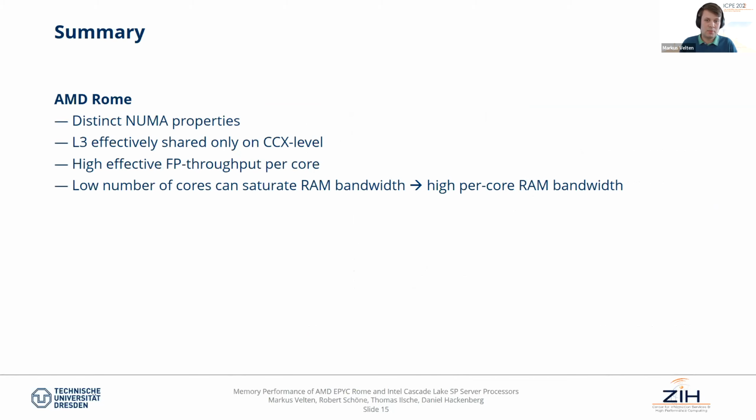The AMD system had very distinct NUMA properties, and the L3 can only be shared effectively on a CCX level. We've seen a very high floating point throughput per core, and we've seen that a low number of cores is enough to saturate the NUMA node bandwidth, which means that we have a very high per core main memory bandwidth.